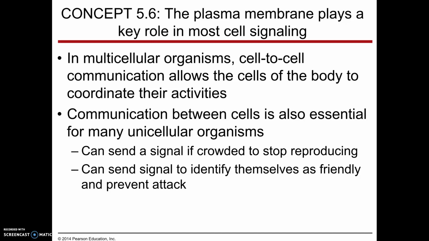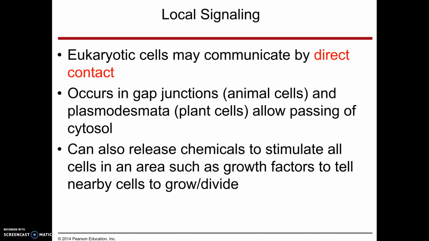Organisms can form these things called biofilms, where they work together and they protect themselves from invaders. We can see cells tell other cells to slow down their reproduction because it's getting too crowded. So even single-celled organisms can send chemical signals to identify friends and foes, or to tell the group to reproduce or not reproduce. So the simplest type of cell signaling would be direct contact.